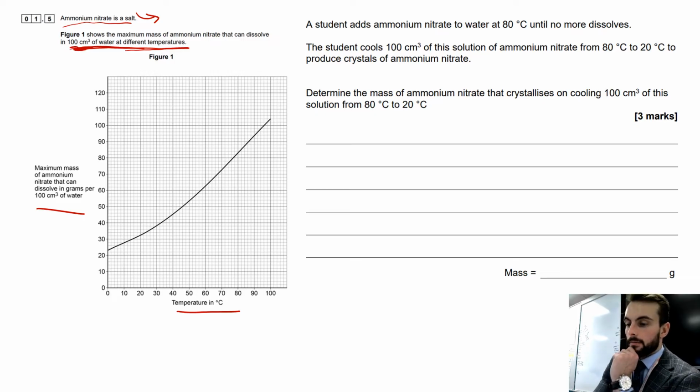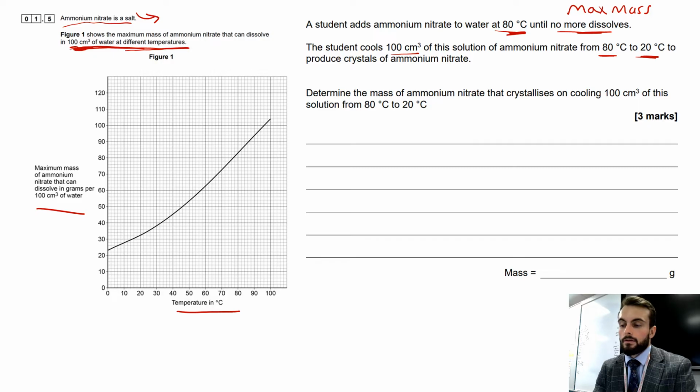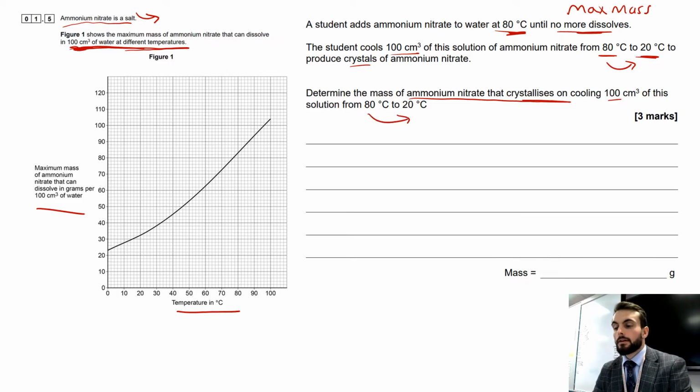So it says they add ammonium nitrate to it at 80 degrees until no more dissolves. So this would be the maximum mass that dissolves. And then they cool the 100 centimeters cubed down from 80 degrees down to 20 degrees to produce crystals of ammonium nitrate. So you've got to determine what mass of ammonium nitrate crystallizes out when they cool it from 80 to 20. So the first thing you need to figure out is how much ammonium nitrate will dissolve at 80 degrees Celsius.